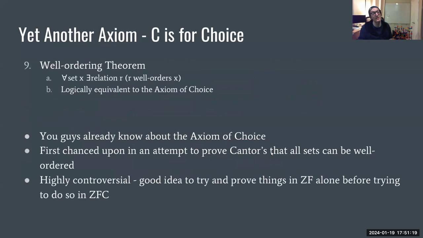Okay, then let's not forget that this is ZFC, and ZFC builds into the axiomatization the axiom of choice, which most mainstream mathematicians accept as being obviously true, necessary for mathematics, etc. I won't try to explain the axiom of choice again, but the axiom of choice is the ninth and last axiom of ZFC. We already know about the axiom of choice, somewhat controversial.